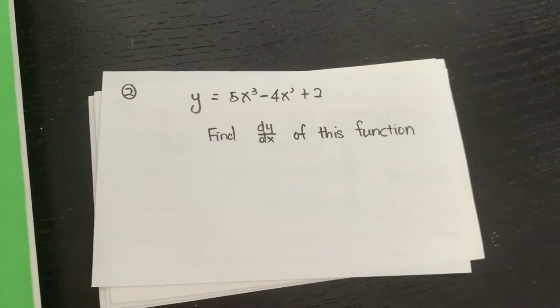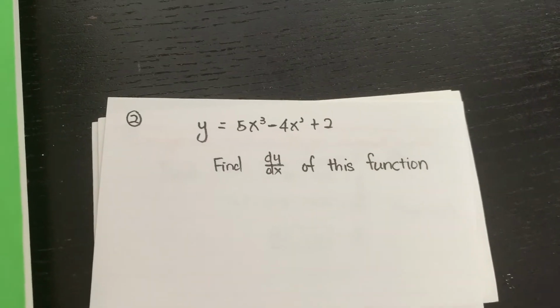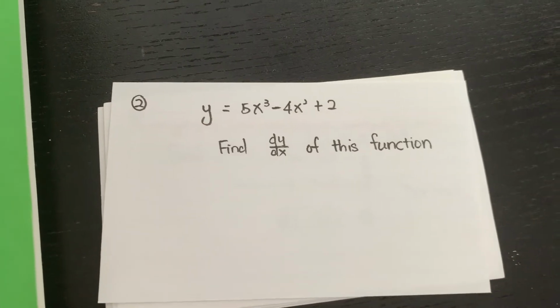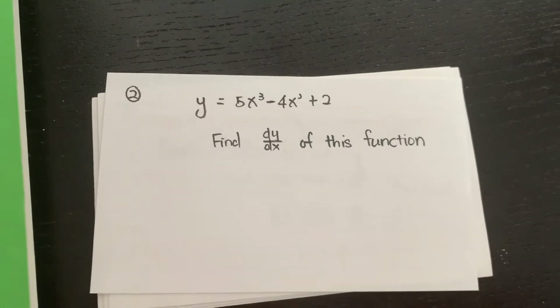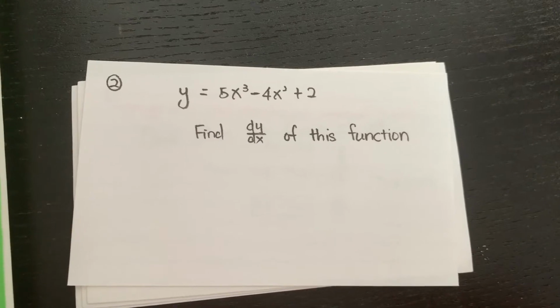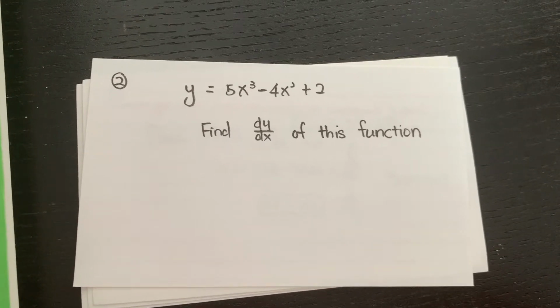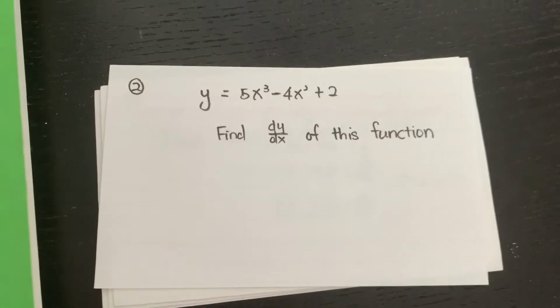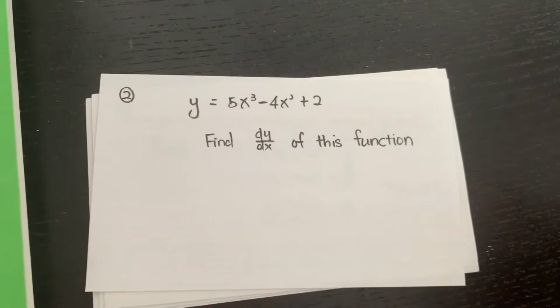Let's try another one. The second one is y equals 5x to the power of 3 minus 4x squared plus 2, and you have to find dy over dx of this function. Again, you see the symbol dy over dx, and it means that you have to differentiate this function. Pause the video and try it out.